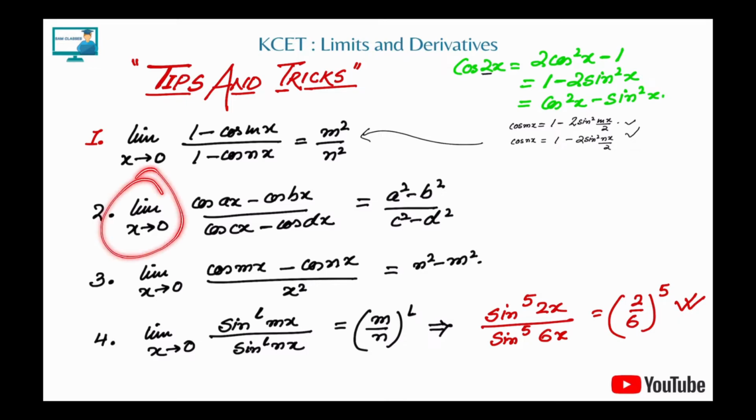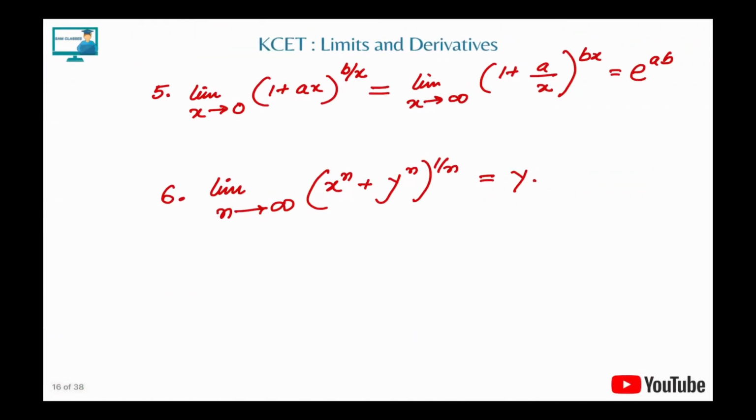Limit x tends to 0, cos ax minus cos bx by cos cx minus cos dx will be a square minus b square by c square minus d square. Directly you can put the value. Again, if you have cos mx minus cos nx, it will be n square minus m square. Next, we have some function like sin 2x power 5 by sin 6x power 5. So you can write 2 by 6 whole power 5. Directly you can use this formula. These are the shortcut tricks. You can use them, but understand the concept; most of them you can solve by L'Hopital.